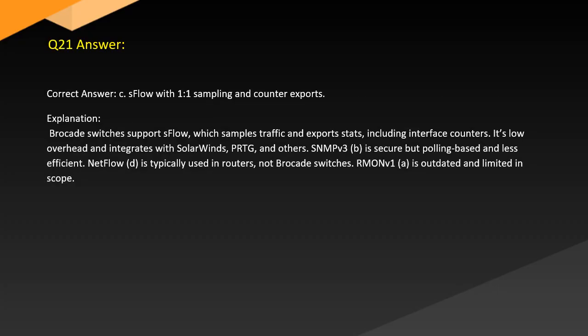Answer. Correct answer C. sFlow with sampling and counter exports. Explanation. Brocade switches support sFlow, which samples traffic and exports stats including interface counters, is low overhead and integrates with SolarWinds or Grafana. SNMPv3 B is secure but polling based and less efficient. NetFlow D is typically used in routers, not Brocade switches. RMON is outdated and limited in scope.